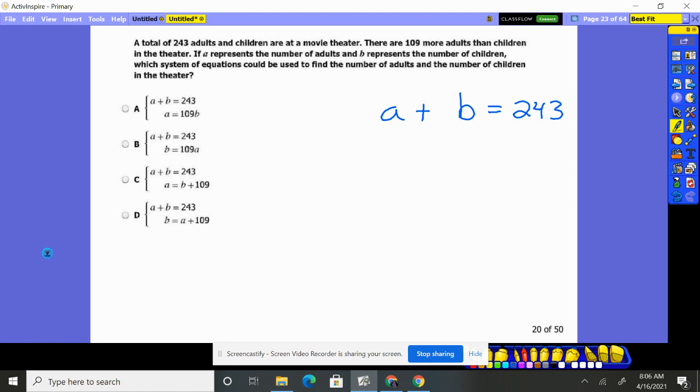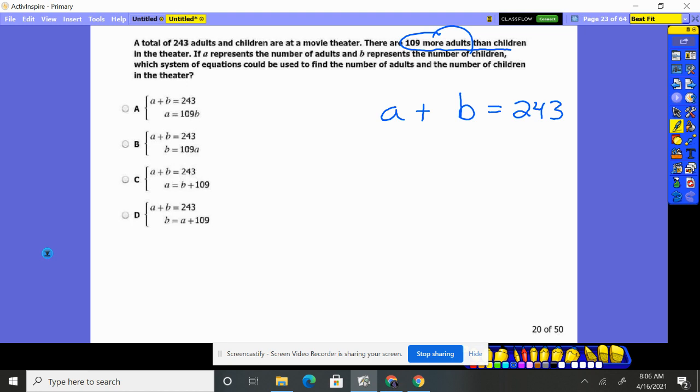Now, it could be 242 adults and one child. Could be vice versa. It could be one adult, 240. We don't know, but we know the number of adults plus the number of children equals 243. That's what we know. Now, the next statement, there are 109 more adults. So we know, hey, there's a lot more adults than there are children in the theater. If A represents the number of adults and B represents the number of children, which system of equations?